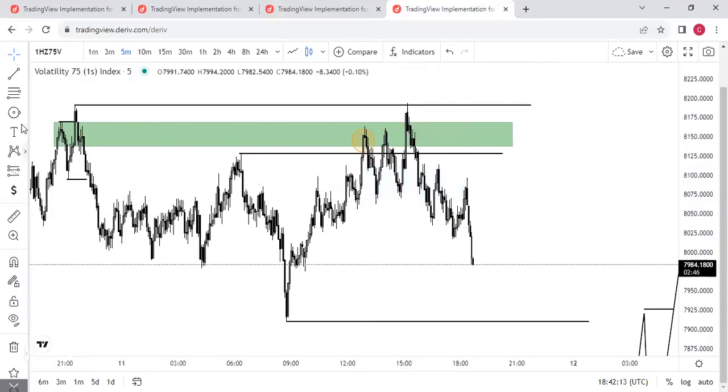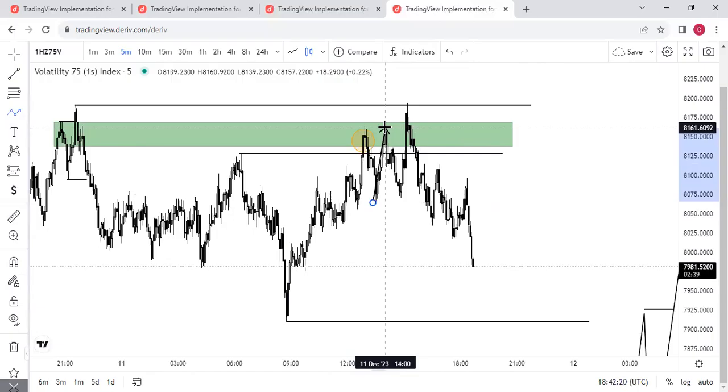Market did this, went back to my entry. Market did this, went back to my entry. I was stopped out because I was stacking. I was over leveraging, which is what I do whenever I want to flip small accounts.